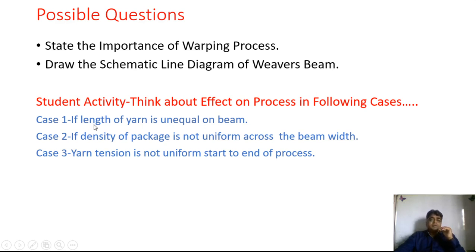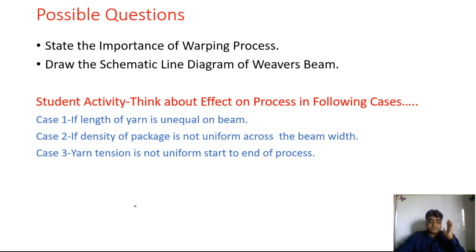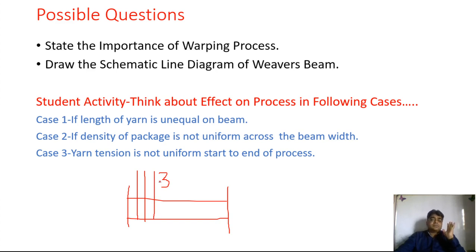For example, case number 1, if the length of yarn is unequal on the beam. Now what does unequal length of yarn on the beam mean? Here I am going to draw the beam. This is your beam. Now this is yarn number 1, this is yarn number 2, this is yarn number 3. Suppose yarn number 3 has less length than yarn number 2, and you have to think what may be the consequence of this particular case in the further process. So that thing you have to think.